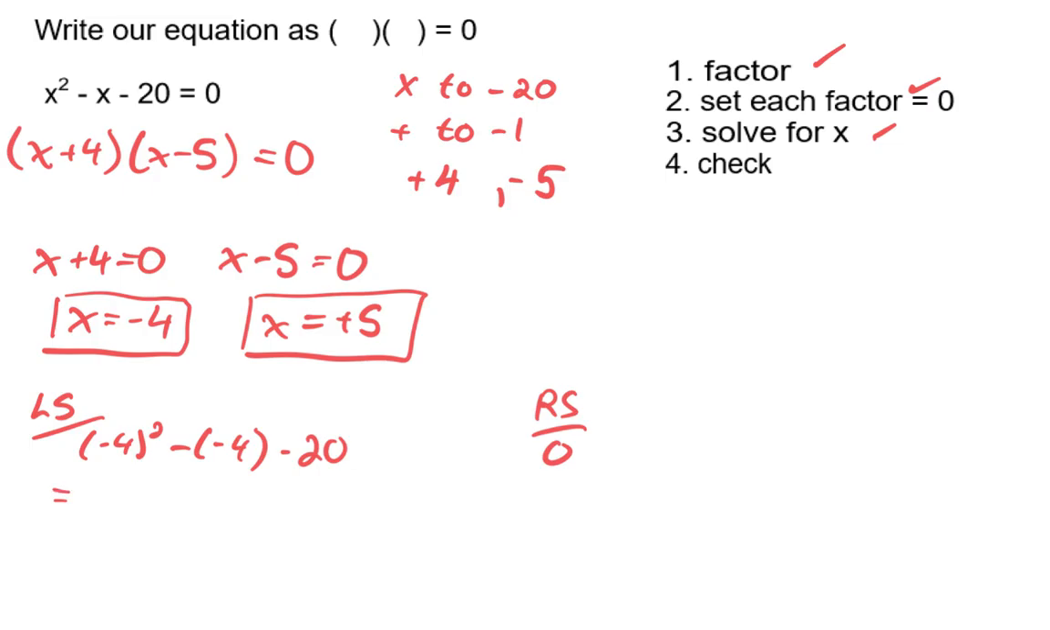Negative 4 squared is negative 4 times negative 4. The two negatives give us a positive 16. Plus 4 minus 20. 16 plus 4 is 20. 20 minus 20 is 0. So left side equals right side. This is the solution.